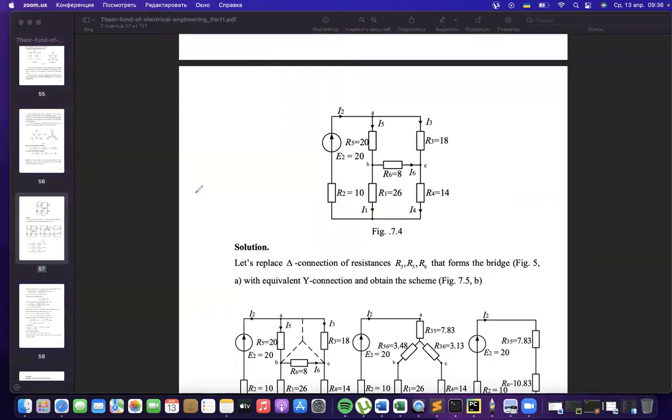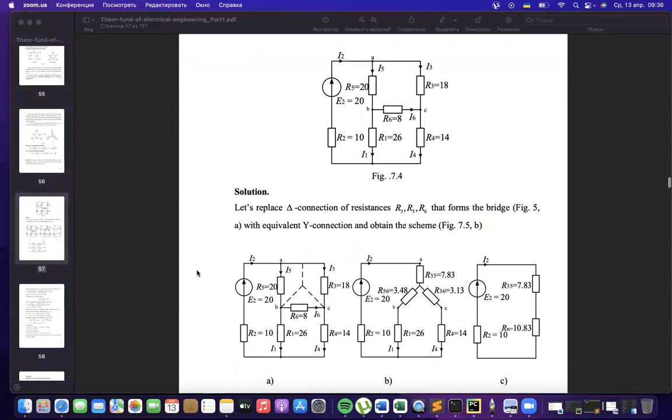Please, is everything clear about star and delta transformation? Is it okay how we did it? Yes. Okay, perfect.